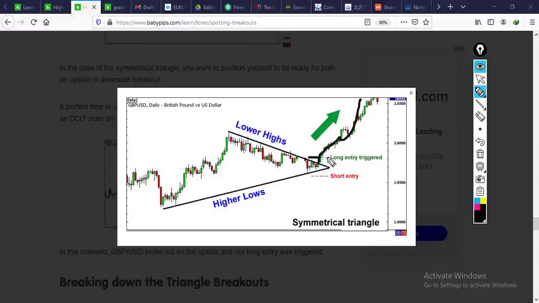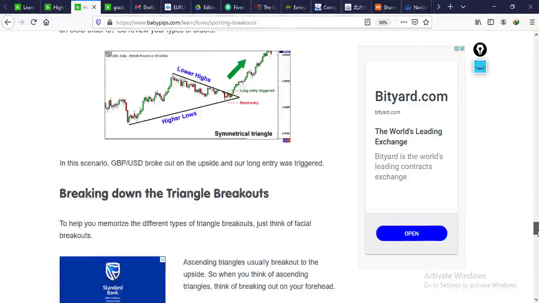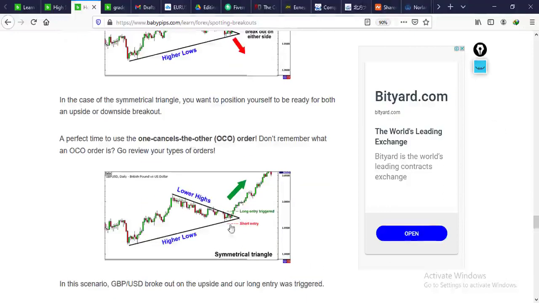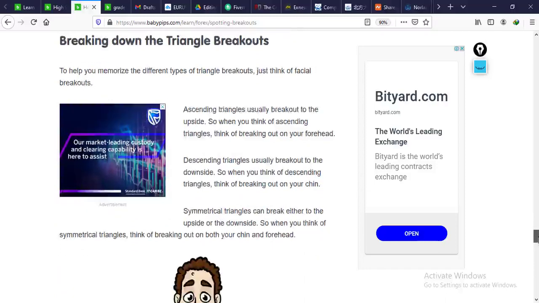So once you had waited for the breakout to occur, enter. This is our entry here. Take a trade, let it rise to the top side. So this is one instance whereby the symmetrical triangle broke to the top side. If it were to break to the downside, see where your entry should be, a short entry. I believe you understand what the symmetrical triangle is.